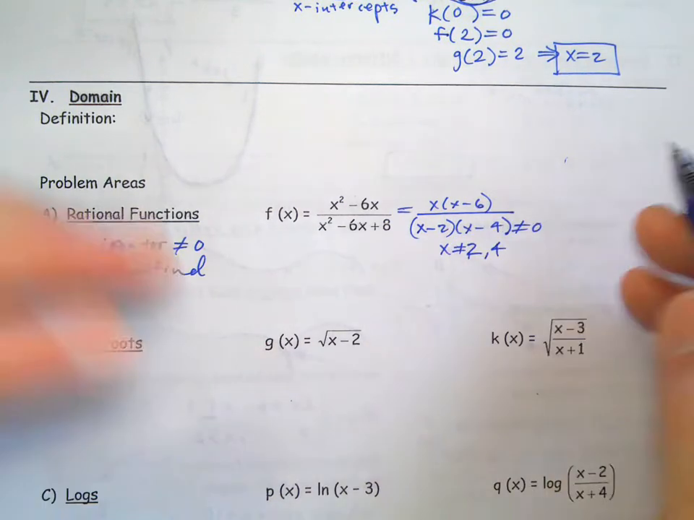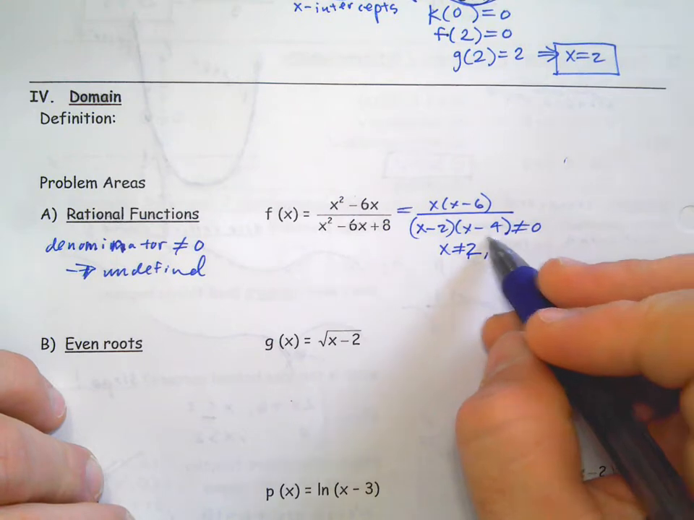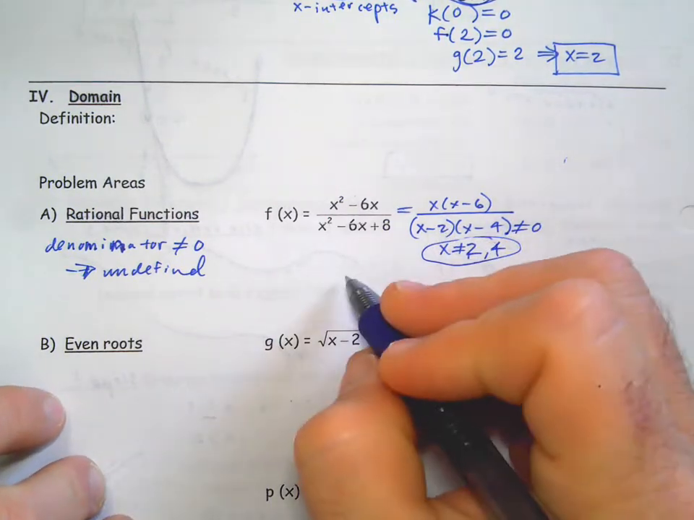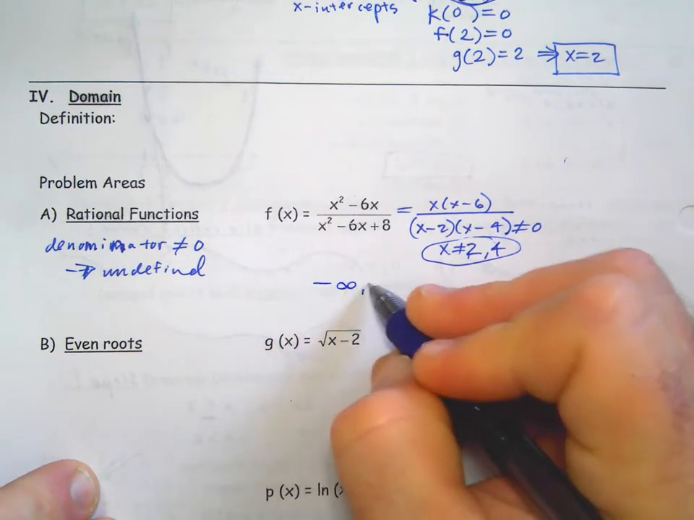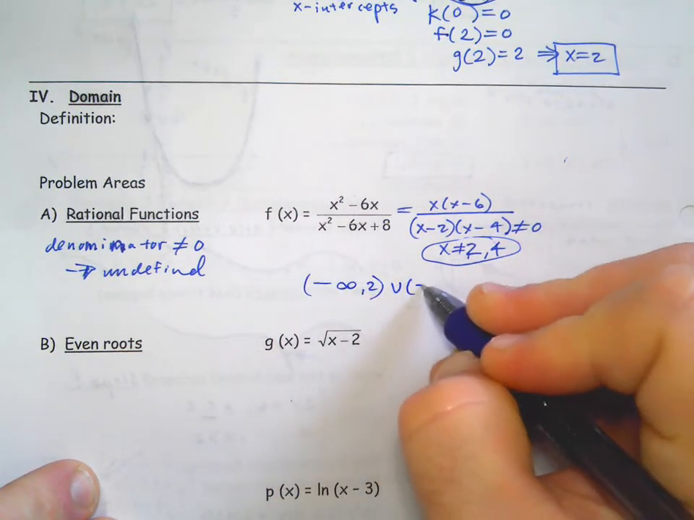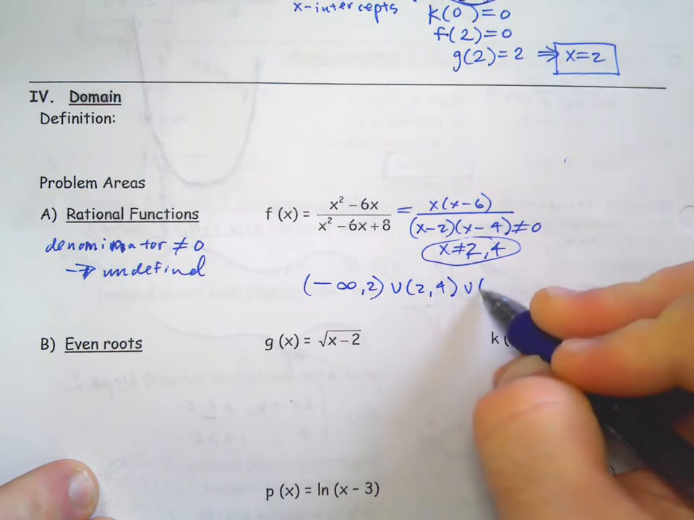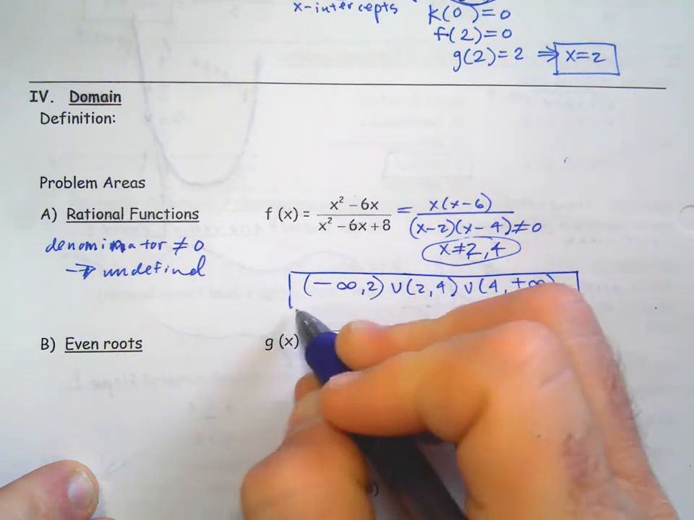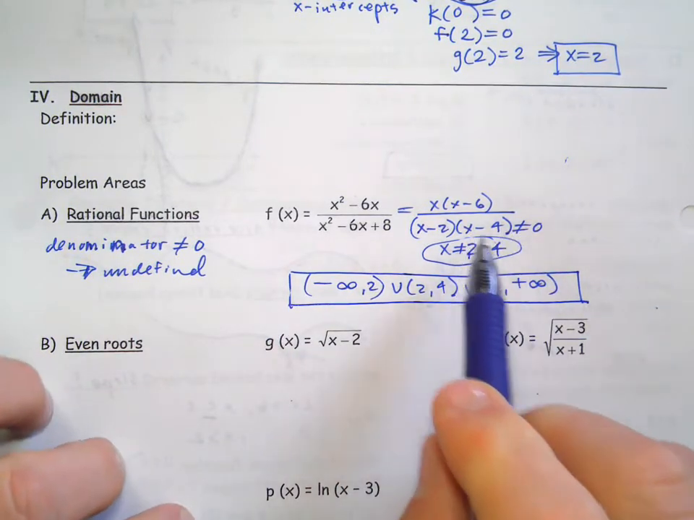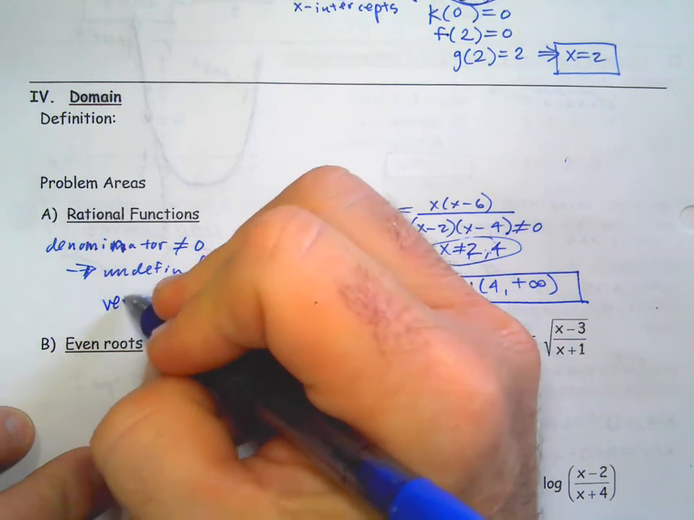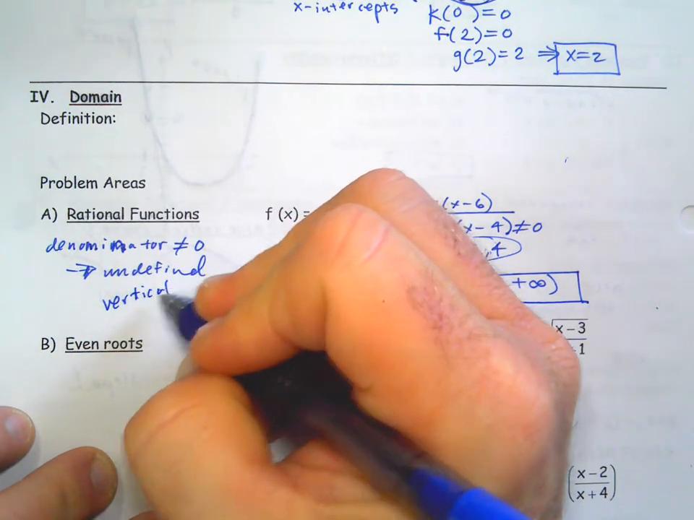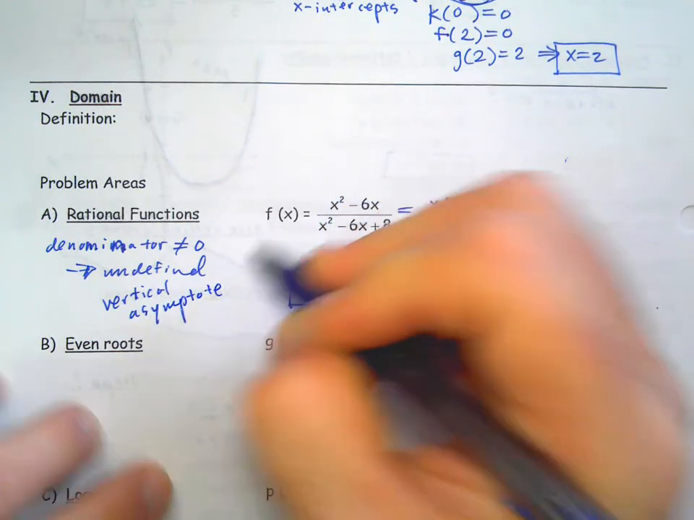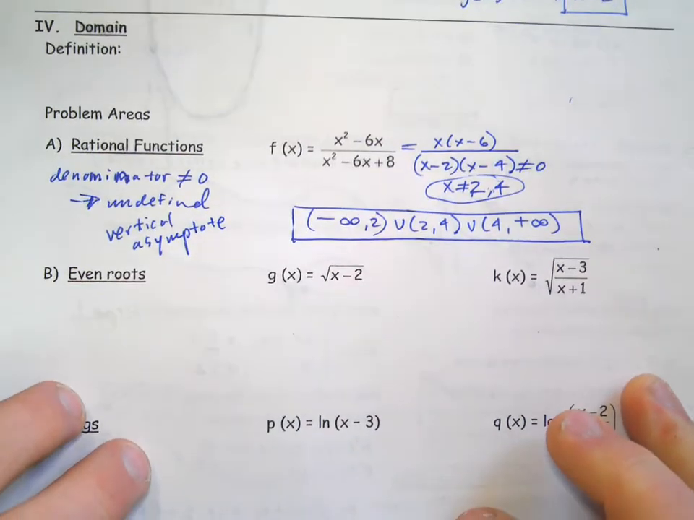So the domain's everything else. Sometimes they might describe the domain by saying what it can't be, which indicates it can be everything else. But we're going to go with interval notation. So it's going to be negative infinity to 2, 2 to 4, and 4 to positive infinity. So this is describing all the values of x that you're allowed to plug into this that don't cause problems. So there's vertical asymptotes here, right? If you get division by 0, it could be a vertical asymptote. Could be a hole in the graph too, but I don't know if we talked about that yet.